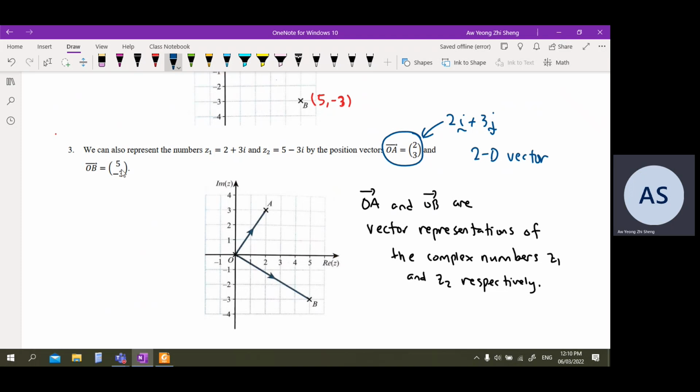The vector OB, which represents Z2, 5 minus 3i, is 5i minus 3j. Notice that this i with a curly line and the i without a curly line have different meanings. The i without a curly line is the imaginary unit, while this i with a curly line is a standard unit vector pointed to the right. So the vector representations of complex numbers are all two-dimensional vectors in our syllabus.